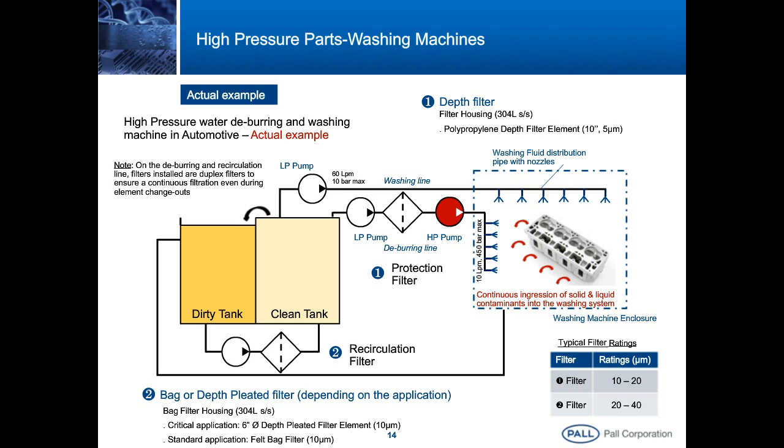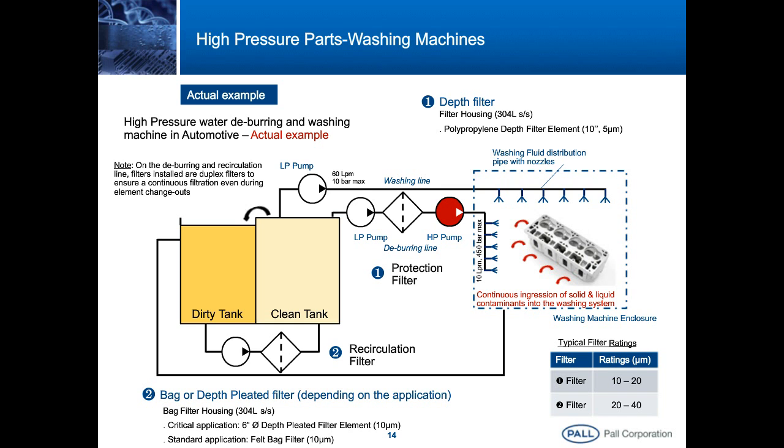The filter ratings are reported in the table. 10 to 20 micron for the depth filter elements on the debris line to protect the high-pressure pump. These filter elements can be considered as last chance filters. 20 to 40 micron for either bag filters or depth-pleated elements on the recirculation line to control the cleanness level of the wash fluid. The selection between bags and elements is based on the application itself. Is it a standard or a critical application? Appropriate adapters are obviously used to install pleated elements into the bag filter housings.